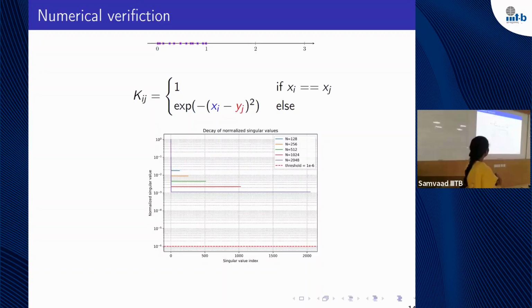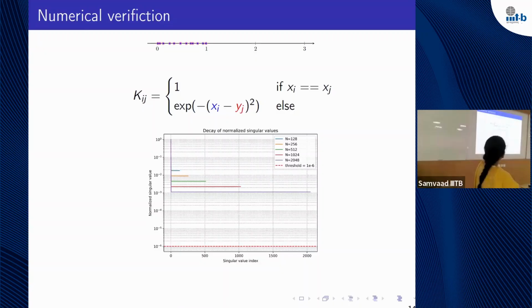The number of normalized singular values greater than this tolerance is what I define as the rank. So I define rank as the number of normalized singular values greater than the tolerance that you set. Here I've set 10 to the power minus 6 as the tolerance. And now let's see n equal to 128.